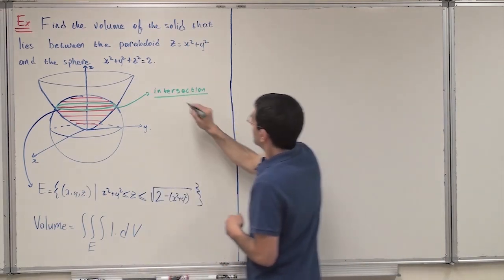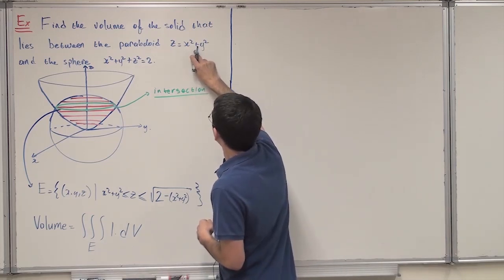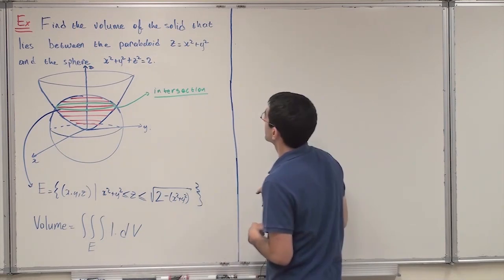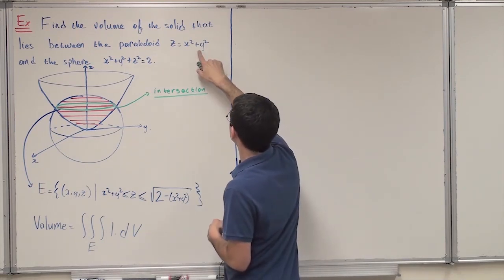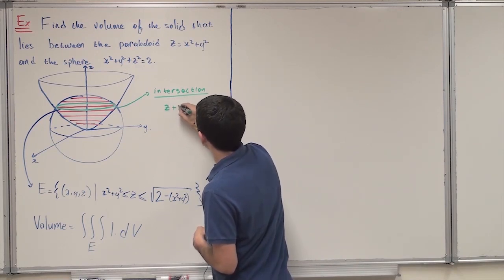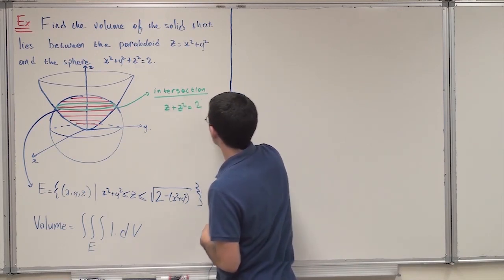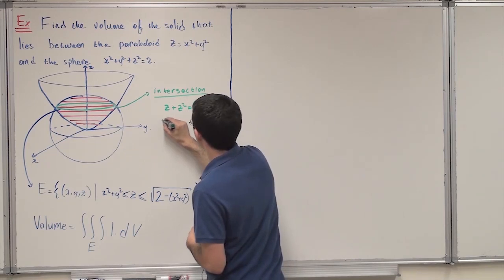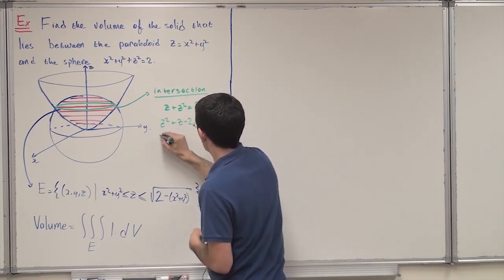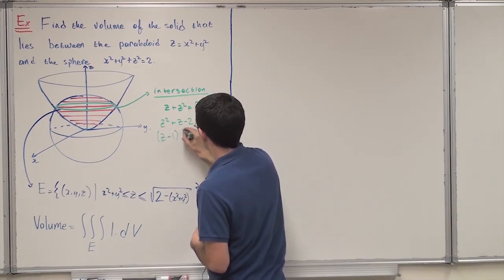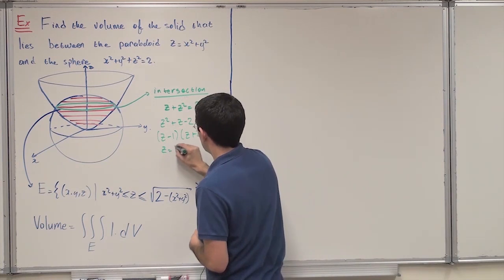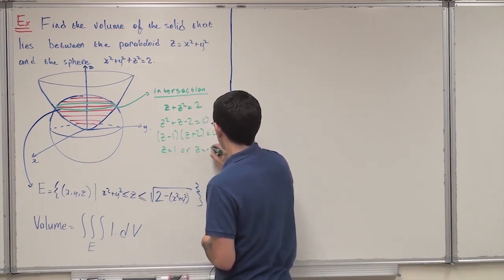So, we are going to put the paraboloid equation inside the sphere equation. x squared plus y squared is equal to z. So, I have z plus z squared is equal to 2. And if you solve this quadratic equation, first you have to factor it, and then you find the values of z.